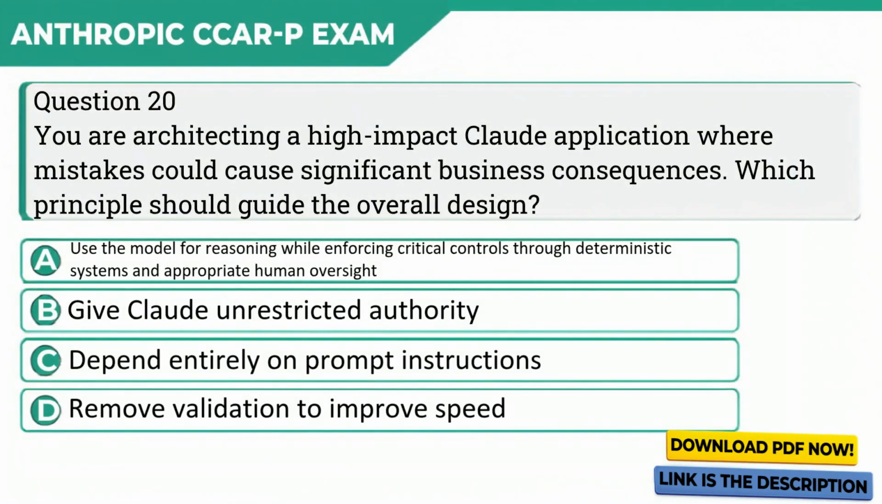Question 20. You are architecting a high-impact Claude application where mistakes could cause significant business consequences. Which principle should guide the overall design? A. Use the model for reasoning while enforcing critical controls through deterministic systems and appropriate human oversight. B. Give Claude unrestricted authority. C. Depend entirely on prompt instructions. D. Remove validation to improve speed.